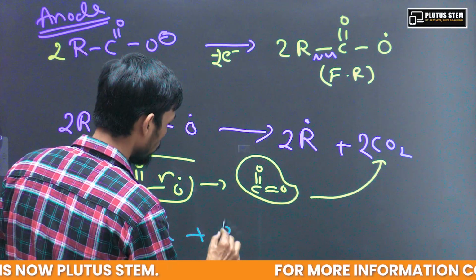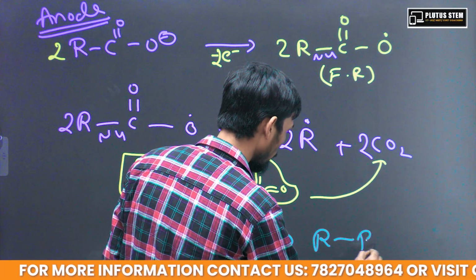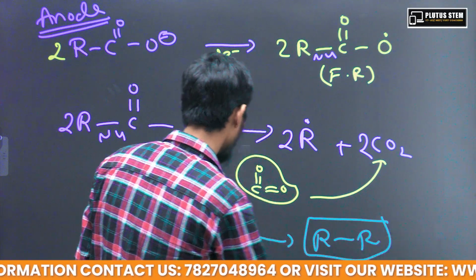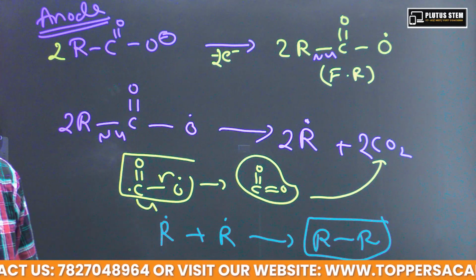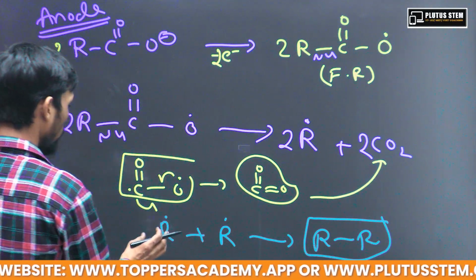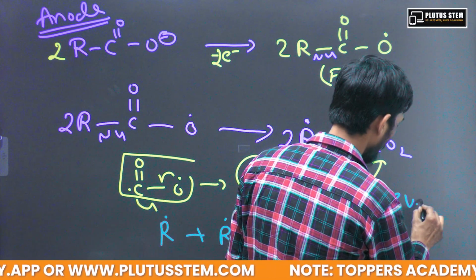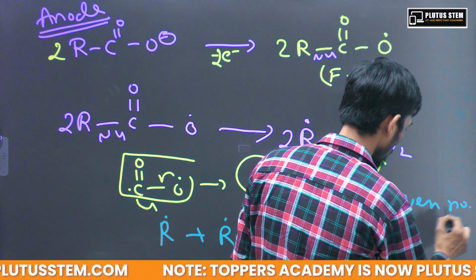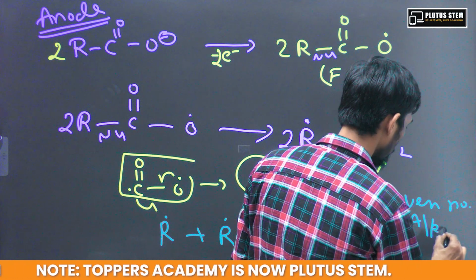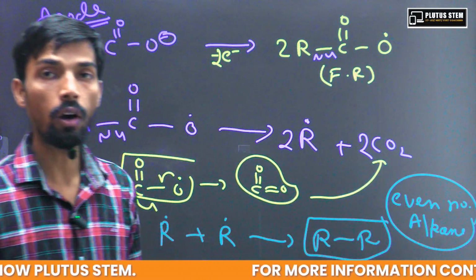they are combining with another moiety, and we are going to get the alkane. So basically it is quite easy to understand that we are going to get the even number of alkane only. Through this process, we are going to get the even number of alkane.